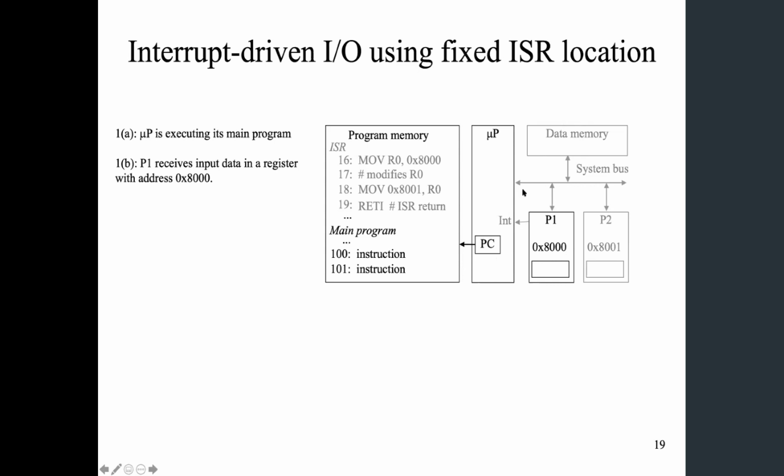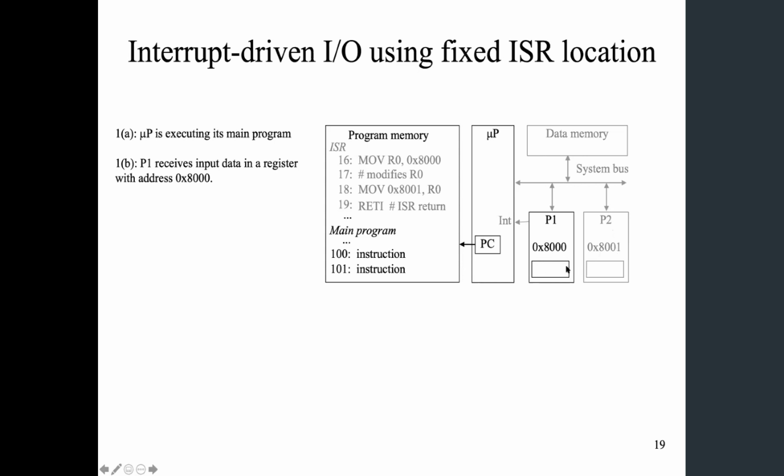We have a system bus, and the system bus has address and data, an address bus and a data bus, plus some control signals. And on the system bus, we connect data memory. We also connect some peripheral devices, which we indicate here as P1 and P2. Each of them has their own address. P1's address is 8000, and P2's address is 8001.